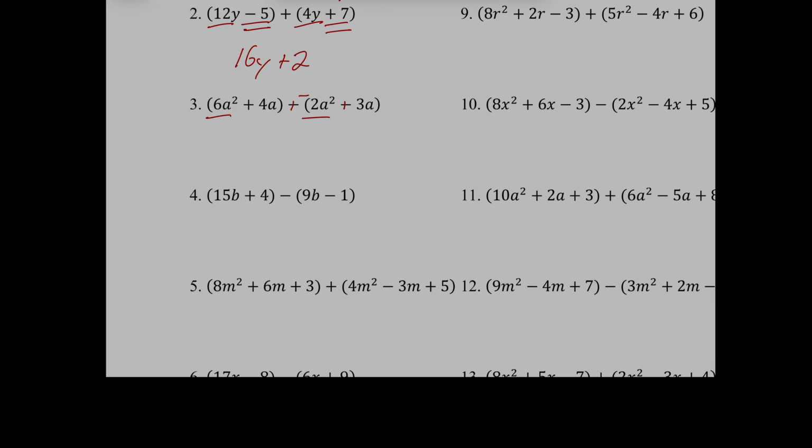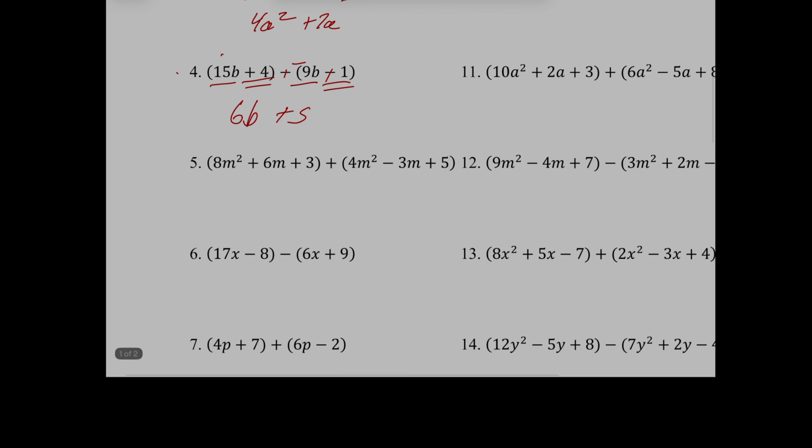6a squared plus a negative 2a squared, that gives me a 4a squared, and a positive 4a and a positive 3a is a positive 7a. Number 4, add a line, change both. 15b and a negative b, signs are different. Subtract, keep the sign of the bigger number. And a plus 4 and a plus 1 is a plus 5.